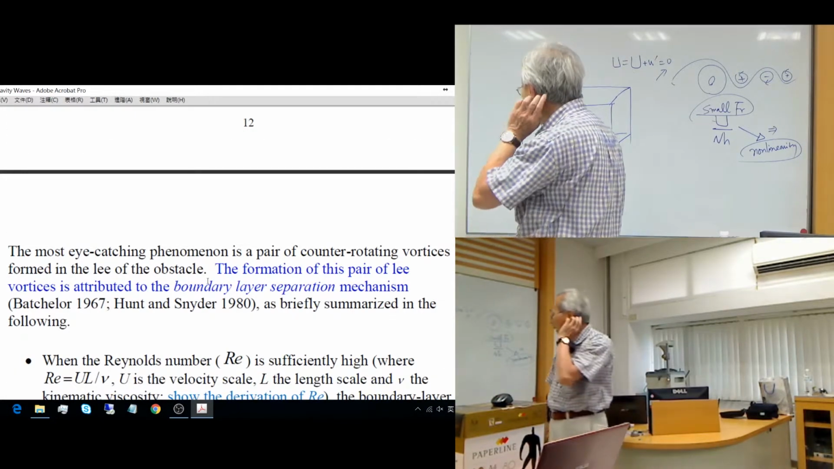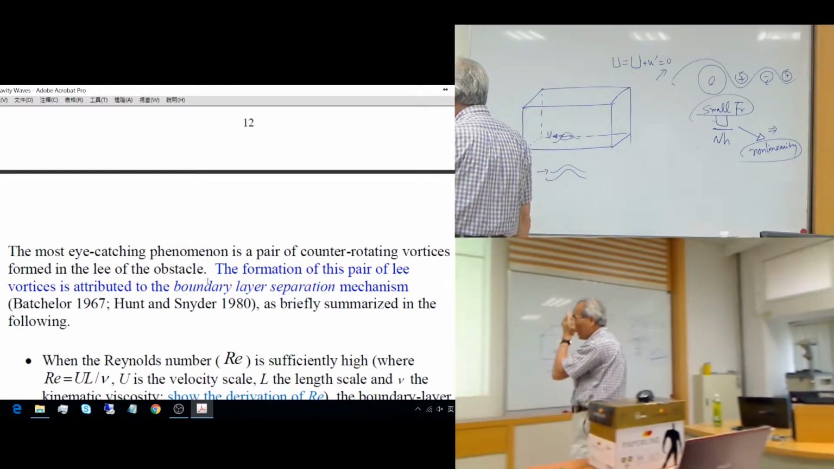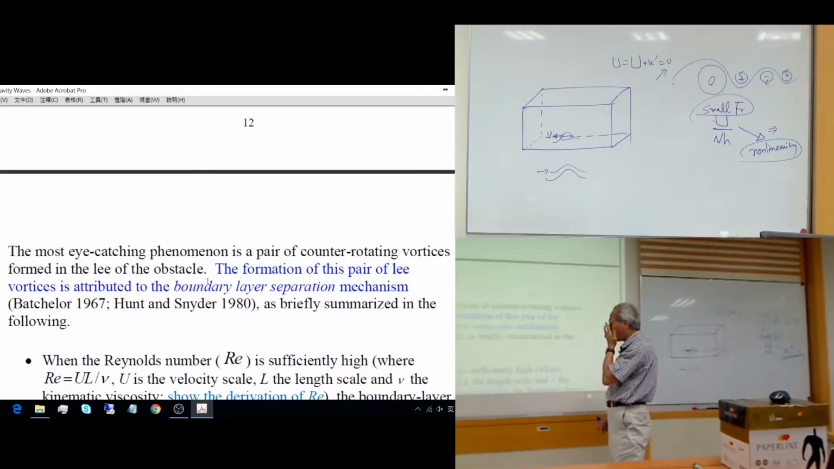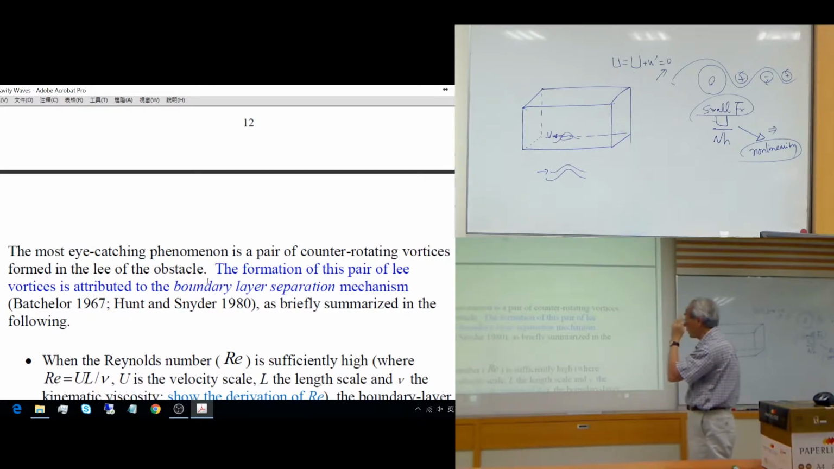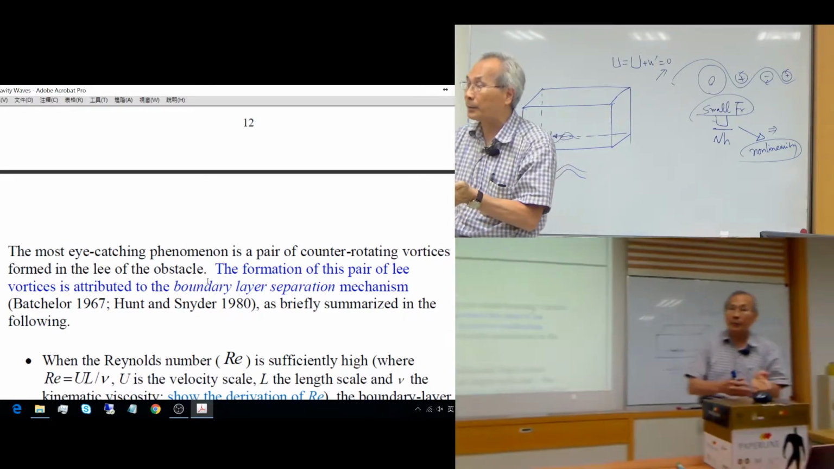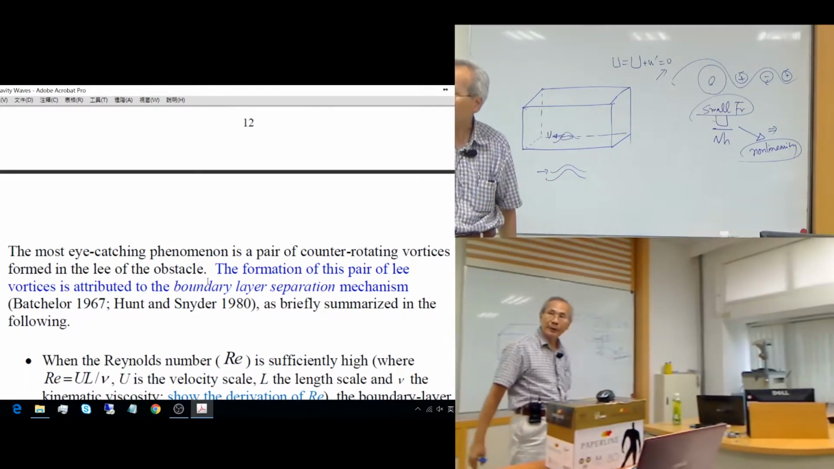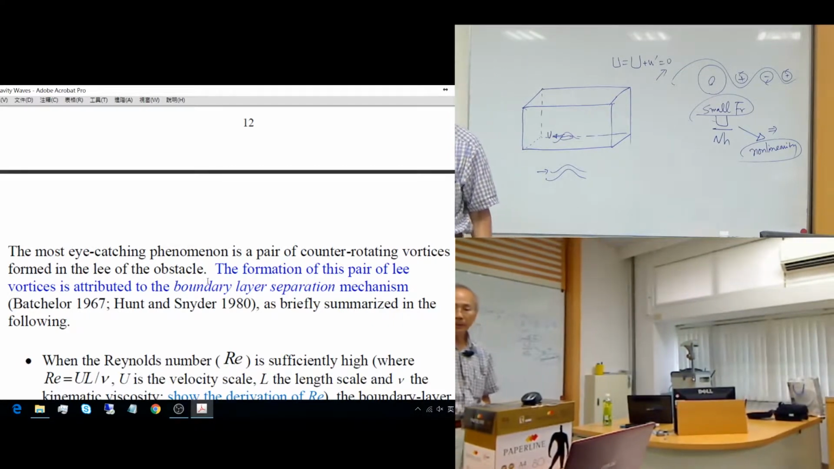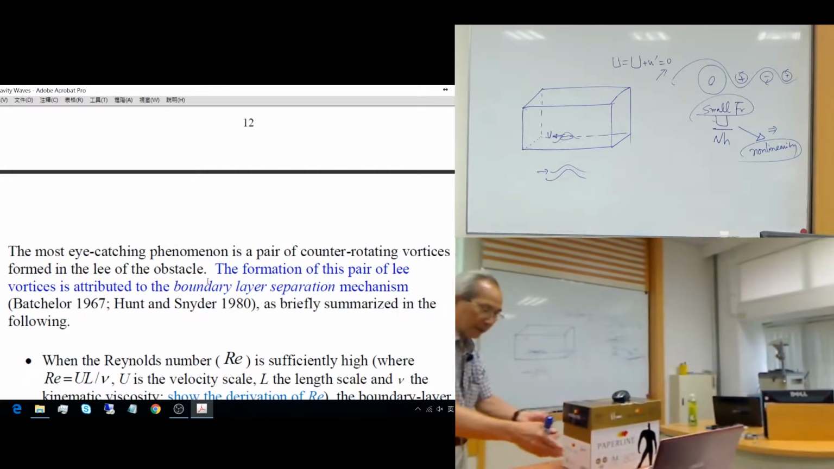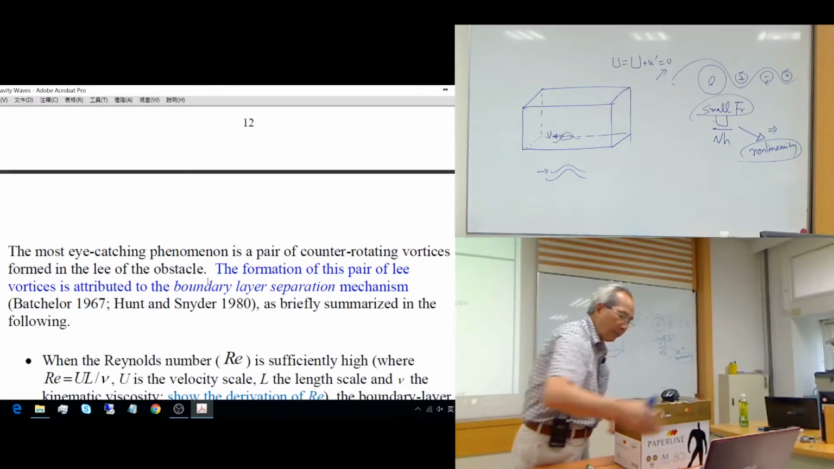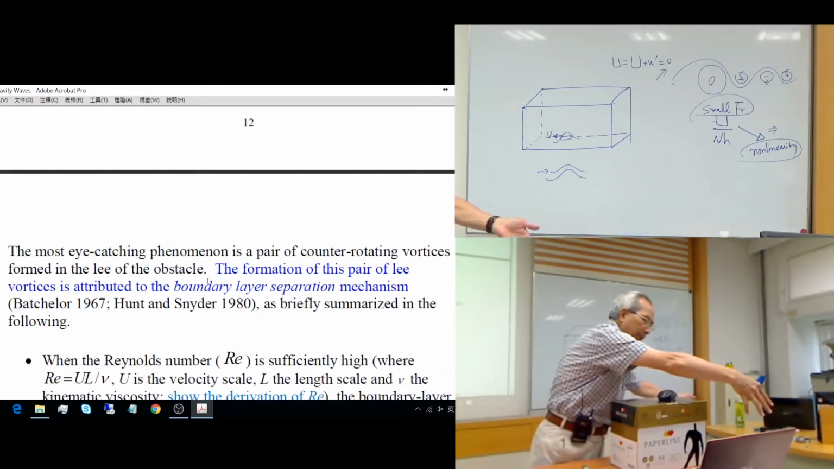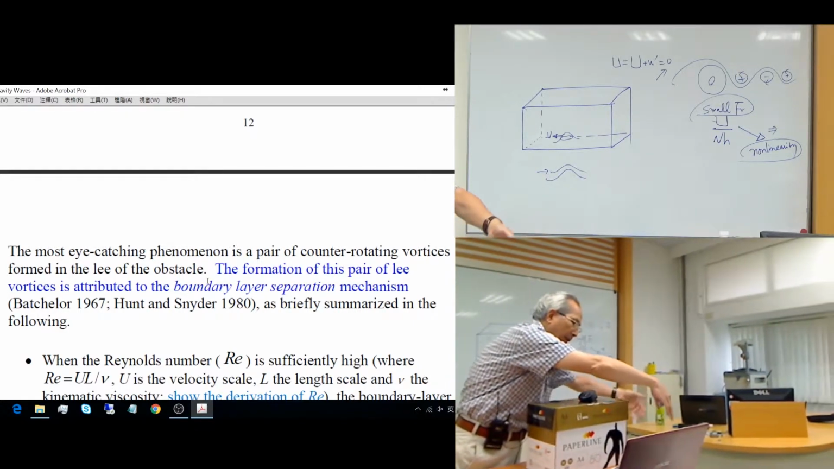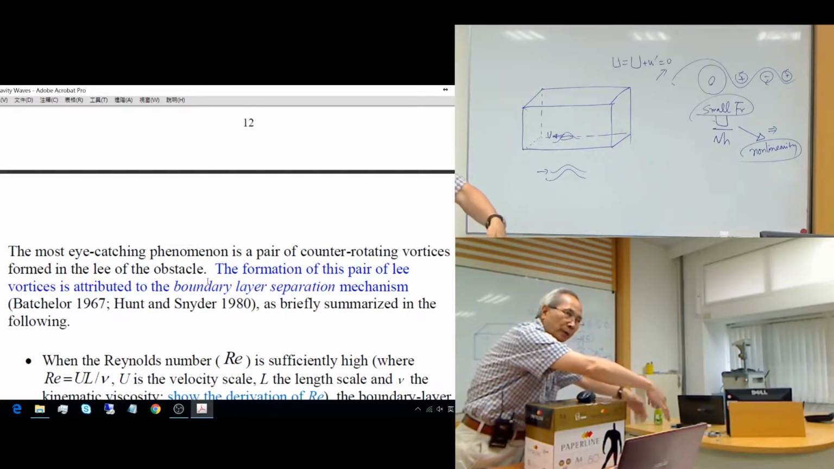This pair of D vortices has been attributed to boundary layer separation. This is called boundary layer separation, and so the flow is split. Then the flow goes around the mountain and returns back on this side and forms two D vortices.